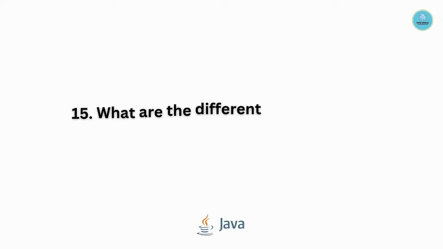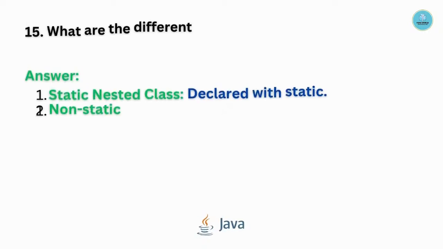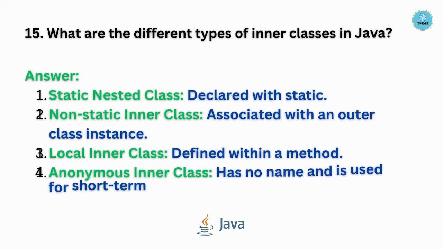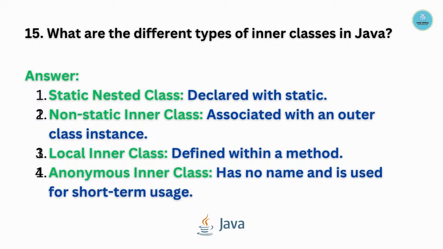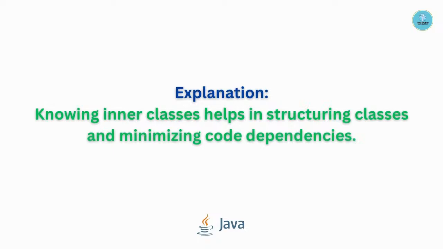What are the different types of inner classes in Java? Static nested class, non-static inner class, local inner class, anonymous inner class. When we talk about the static nested class, it is declared with static. Non-static inner class is associated with an outer class instance. Local inner class is defined within a method. Anonymous inner class has no name and is used for short-term usage. Knowing inner classes helps in structuring classes and minimizing code dependencies.